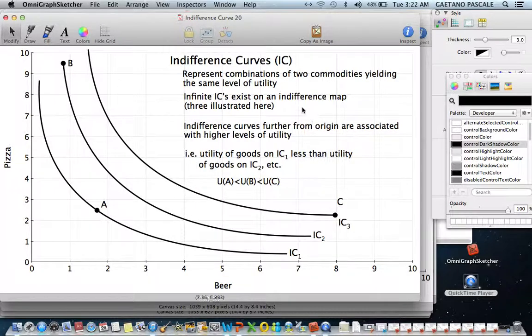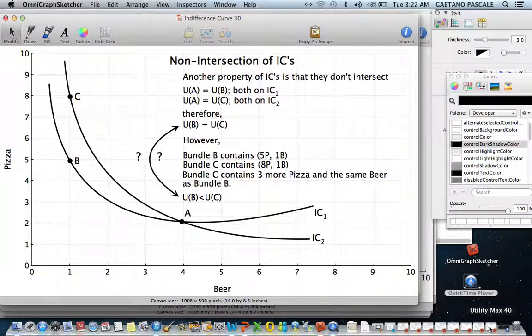So that's what economists mean by an indifference map. There are an infinite number of indifference curves that appear on this indifference map. So make sure you remember that the further away the indifference curves are from the origin, the higher the level of utility. Also remember that indifference curves can never intersect one another.